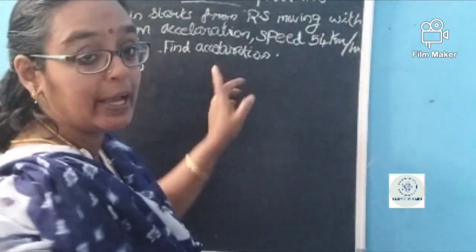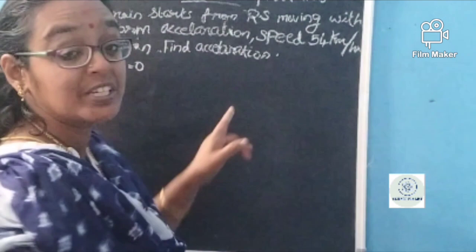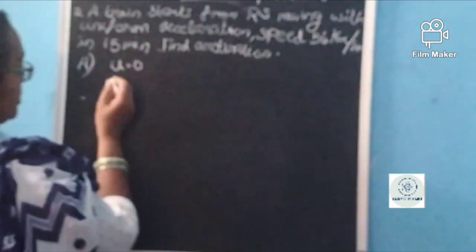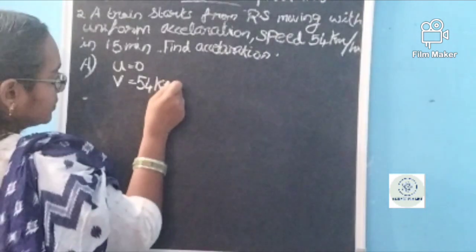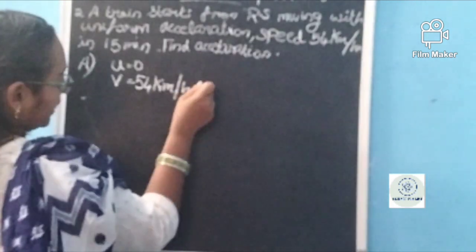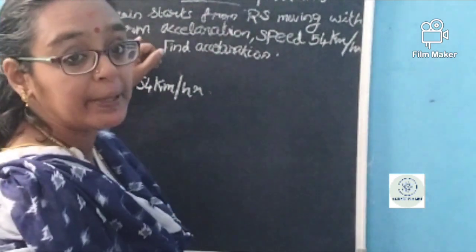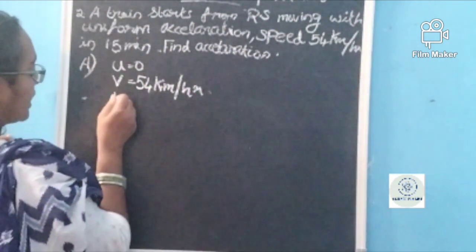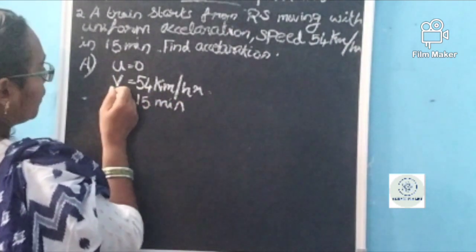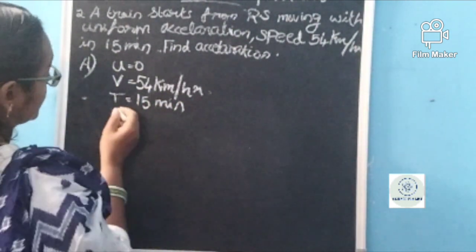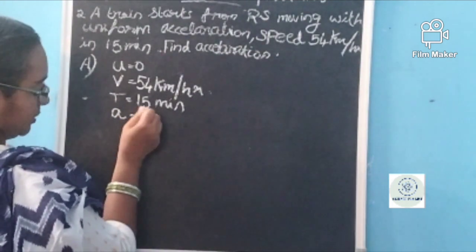Okay, it's moving with a uniform acceleration. They are not mentioning the acceleration. Speed is 54 km per hour. Means what, ma? Velocity. Final velocity is what, ma? 54 km per hour. Okay. What is the time? Time is equal to 15 minutes. Okay. What we have to find? We have to find the acceleration. A is equal to what?